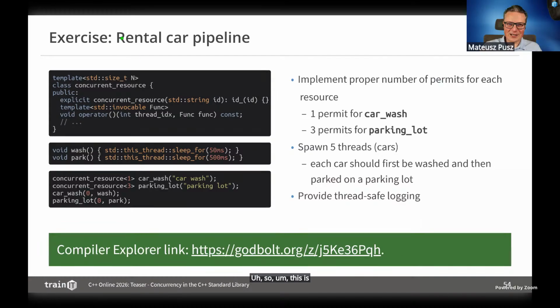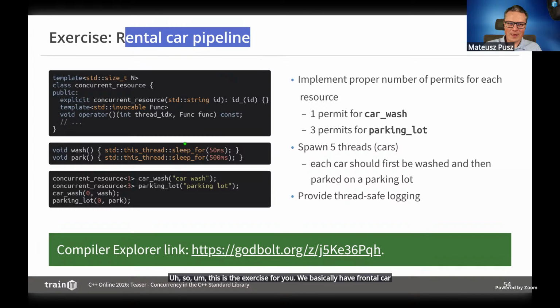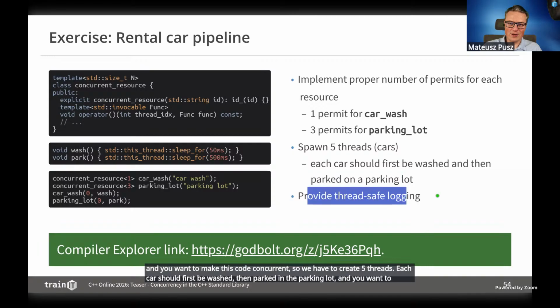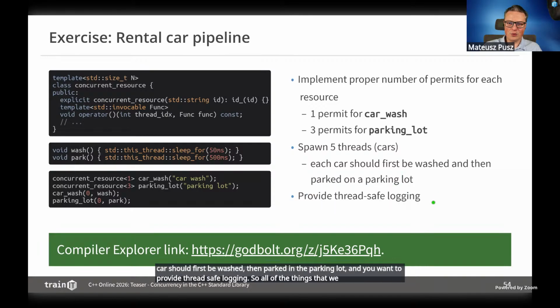This is the exercise for you. You basically have a rental car pipeline, and you want to have threads representing a car, and each car will be washed and parked. Basically, each is an operation that takes some time. All right? And you want to implement the proper number of permits for each resource. 1 permit for the car wash, 3 permits for the parking lots, and you want to make this code concurrent. So we have to create 5 threads. Each car should first be washed, then parked in the parking lot, and you want to provide thread-safe logging. So all of the things that we discussed so far during this really short and, sorry, maybe too fast teaser.